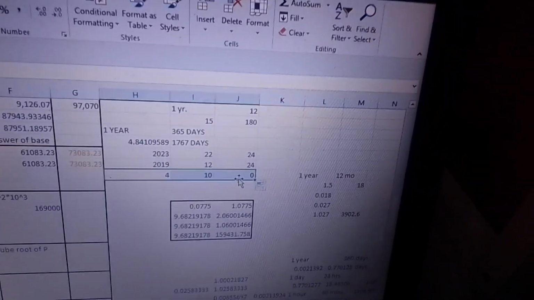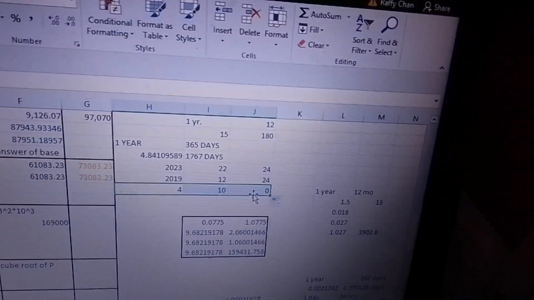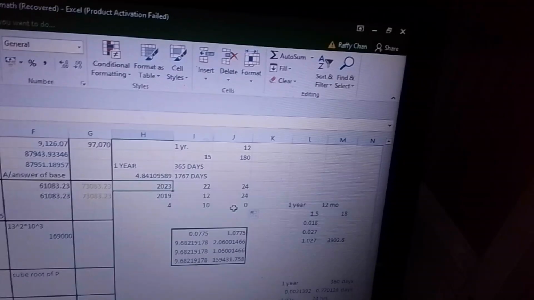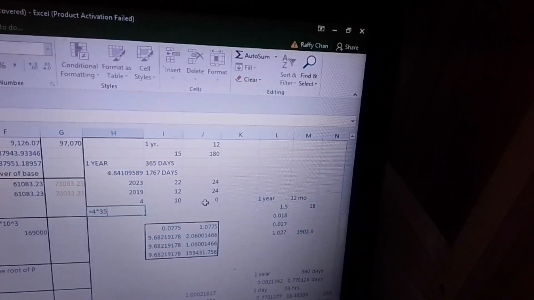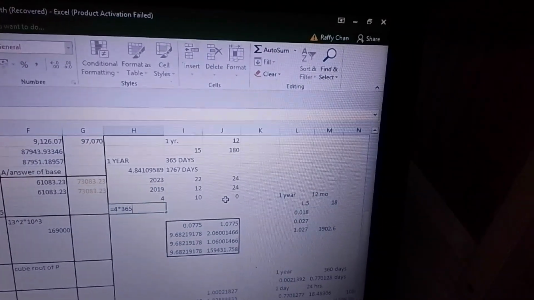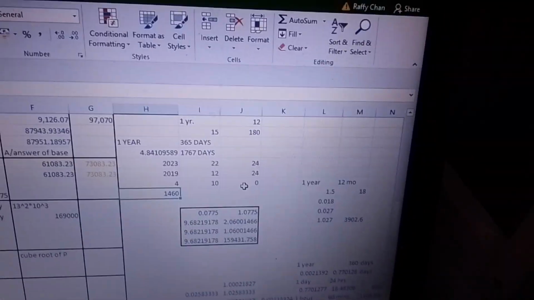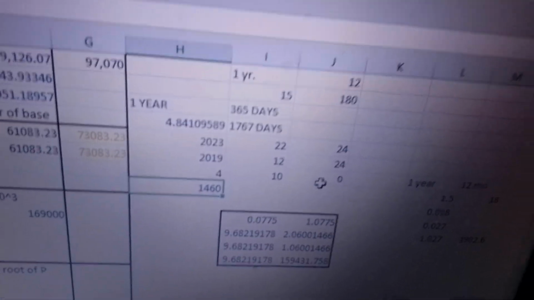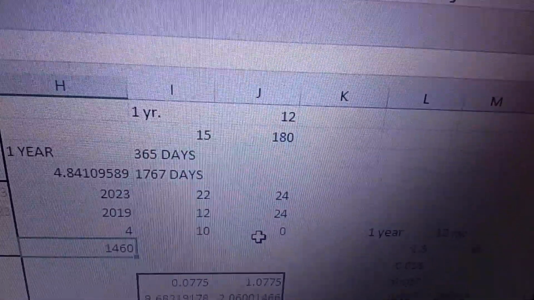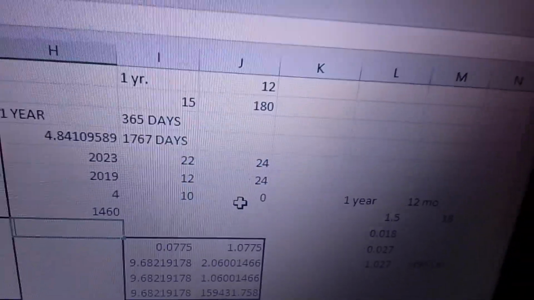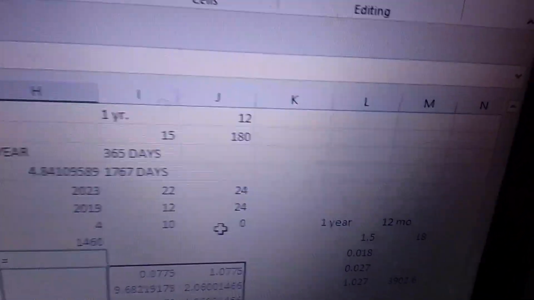Remember, 4 years, 1 year is worth 365 days. Per 4 years, it's gonna be 4 times 365. So 4 times 365 equals 1,460. Pero, sandali. Diba meron tayong leap year? Kaya add namin by 1. Pero mamaya na yan. I'll tell you that later. And then we have 10 months.